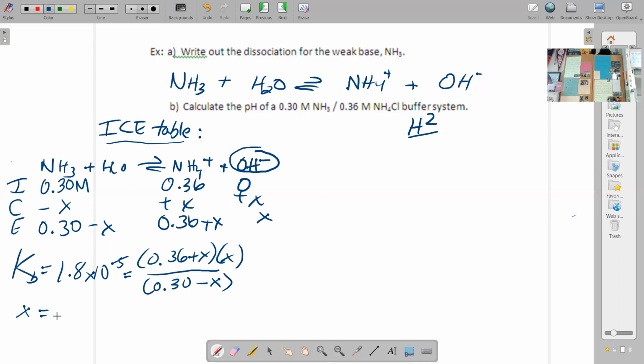Okay, you guys can solve for X, and will X be H plus or OH minus? It's going to be OH minus, so you can take the negative log of that, but will that be pH or pOH? Okay, can you guys get me a pH? Back to the neighbor, help them out.